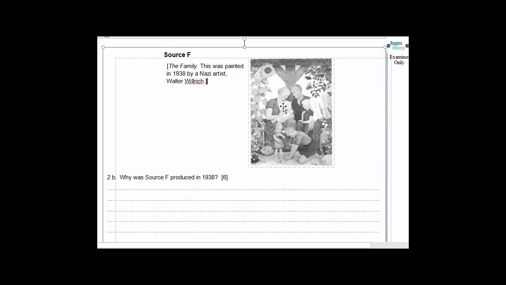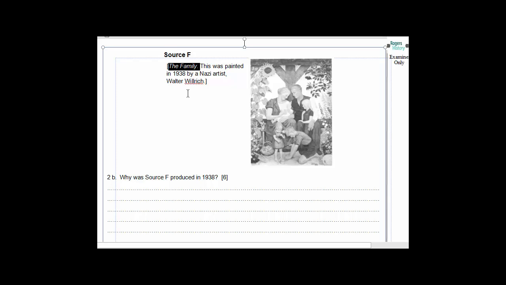Aryan parents looking after lots and lots of children in a very natural surrounding, because Hitler was big on nature and the soil and the natural nature of German blood. So that's why you have all these plants around. And of course it's called The Family, and the Nazis weren't even keen on calling a family that had less than 4 children a family. They didn't want to call those people a family.